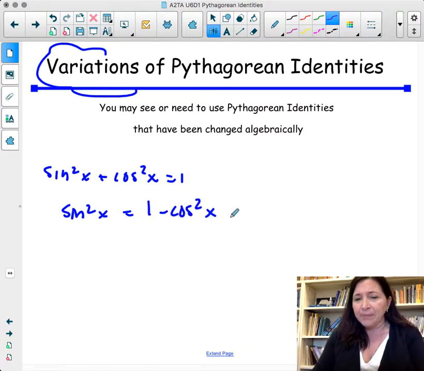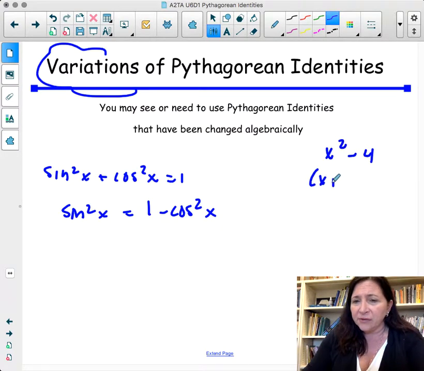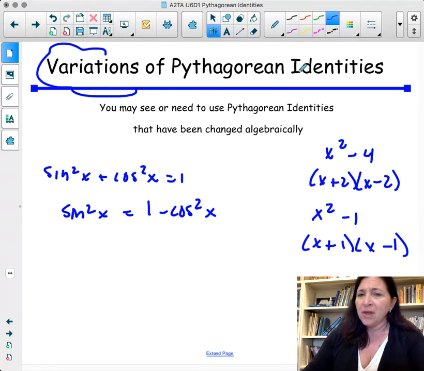Just looking at that, do you remember what this is? This is like x squared minus 4. Well, that's a difference of 2 squares, right? x plus 2 times x minus 2. Or if you had, let's say, x squared minus 1, that would be x plus 1 and x minus 1, right? Well, this right here is also a difference of 2 squares.